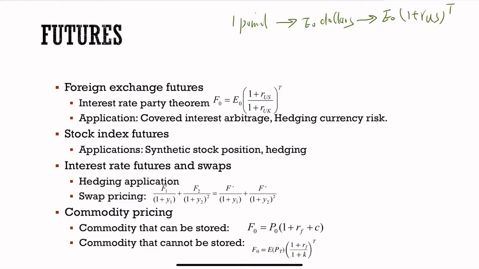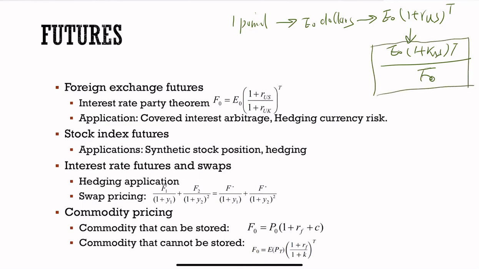And then I will actually convert this money back into pound. So I will use this amount and divide by the futures price F0. So this will tell me how many pounds I will have in the future.